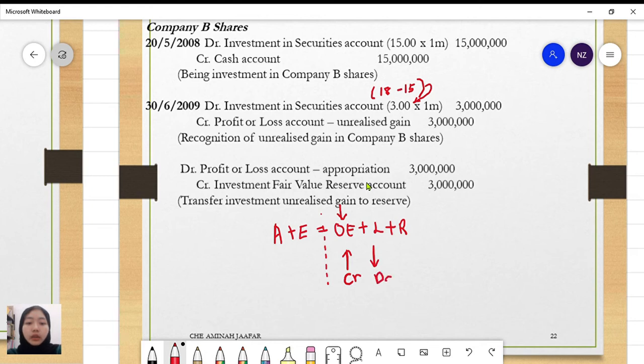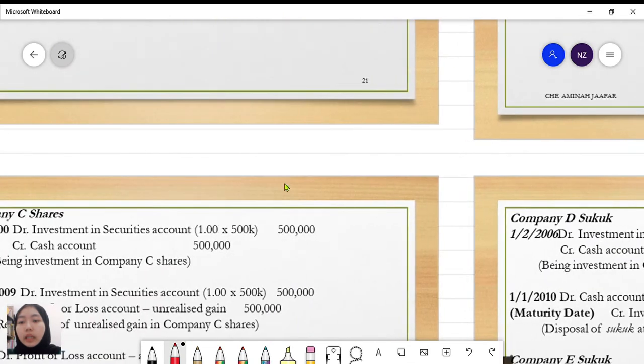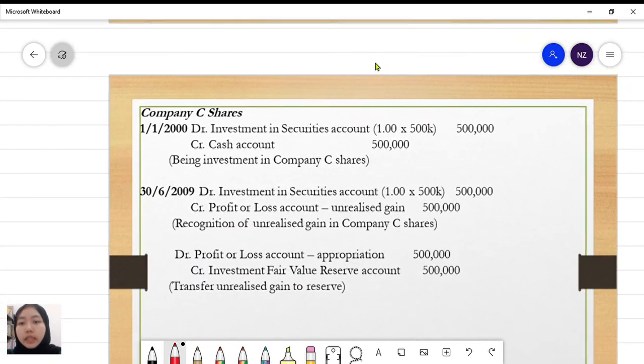I write it like this, loss. This is profit or gain. Profit or gain are the same. This one is just for the reserve account. Don't misunderstand it later. Okay, 3 million. Settled for company B. We are at company, three companies. Next it's company C. Same.